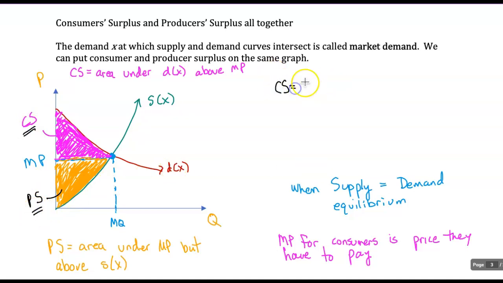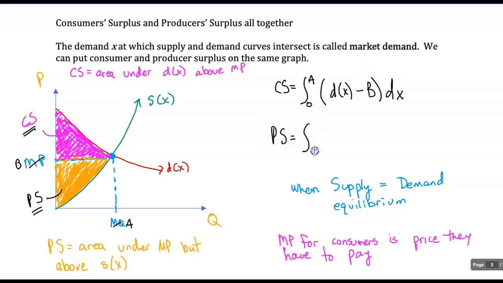Consumer surplus is equal to the integral from 0 to A, which we can call A. That's what we did on the last thing, and we called this B, okay? So you integrate along the x-axis from 0 to A of the demand curve, which is going to be on top, and the market price is going to be on the bottom. Producer surplus, it integrates from 0 to A, but for producer surplus, you can see the price is on top. So it's B minus the supply curve, dx.